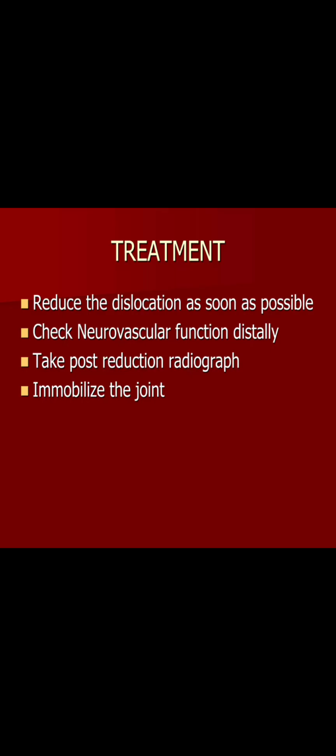Treatment: reduce the dislocation as soon as possible, check neurovascular function, take post-reduction radiography, immobilize the joint. First and foremost, if the patient comes with the dislocation and says it is very painful, I can't tolerate it, you give an IV painkiller first. After that, immobilize and apply the traction, as we studied in the previous videos, so that the joint is immobilized for a while.